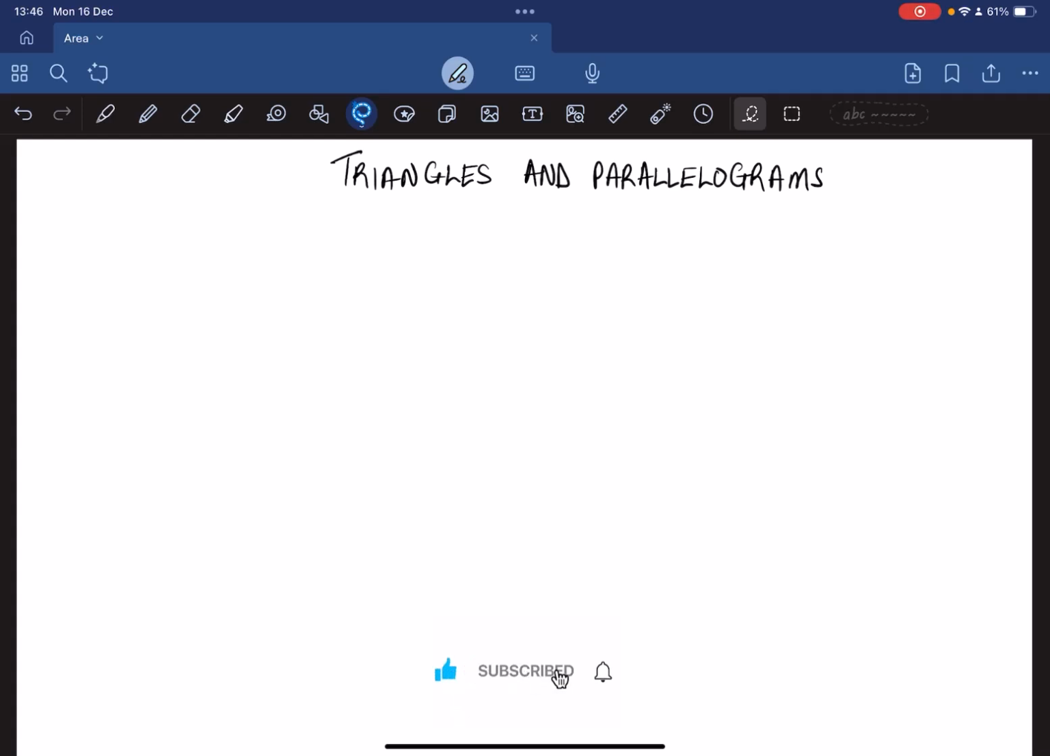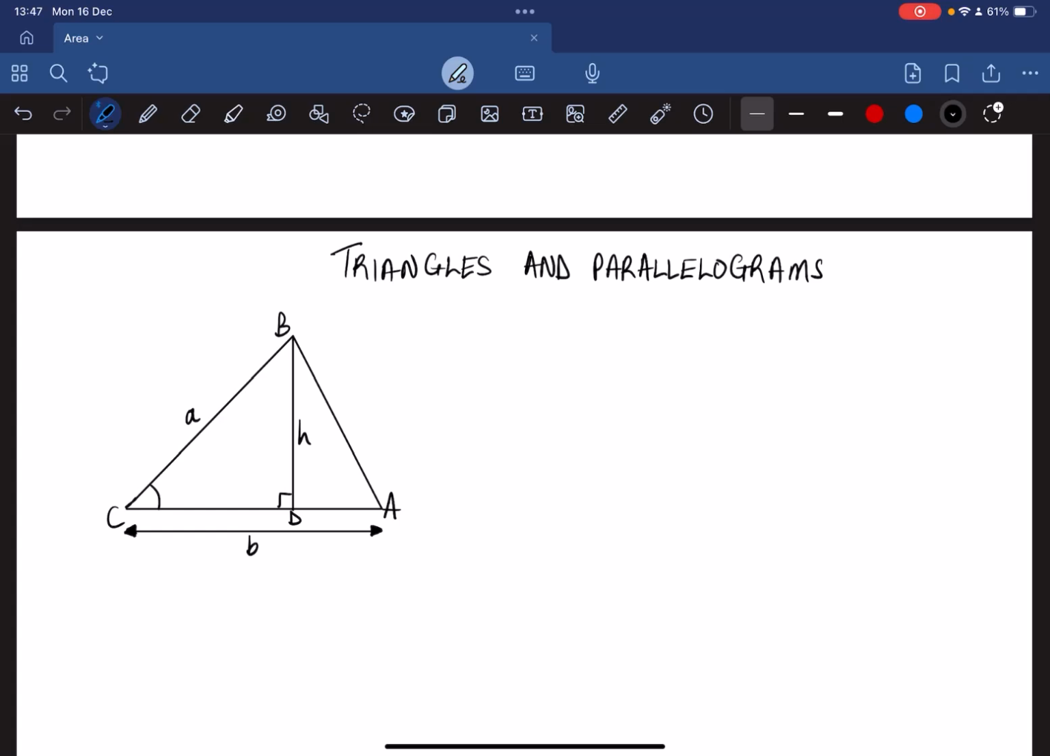In this video, I'll be looking at finding the area of a triangle and parallelogram. I have a triangle with me right here, and generally we know that the area of a triangle is found by saying half base times height.